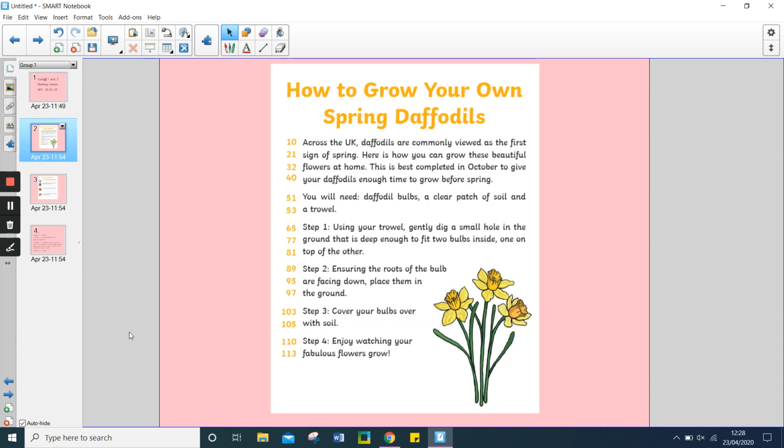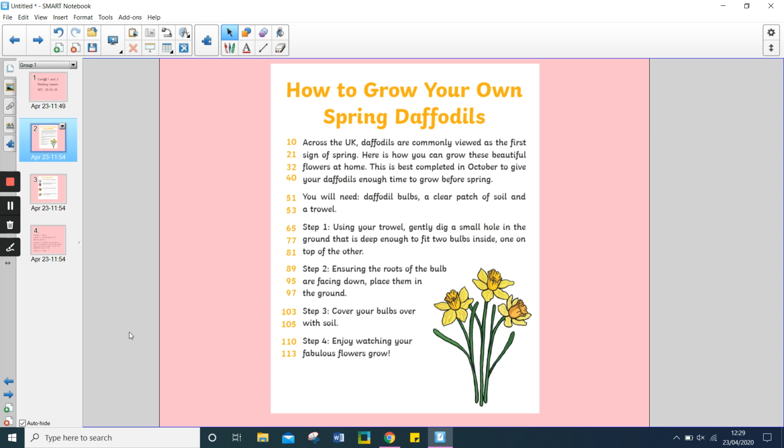How to grow your own spring daffodils. Across the UK, daffodils are commonly viewed as the first sign of spring. Here is how you can grow these beautiful flowers at home. This is best completed in October to give your daffodils enough time to grow before spring. You will need daffodil bulbs, a clear patch of soil, and a trowel.